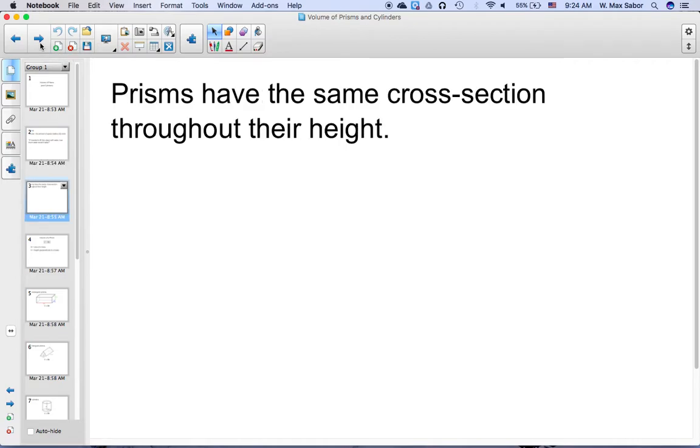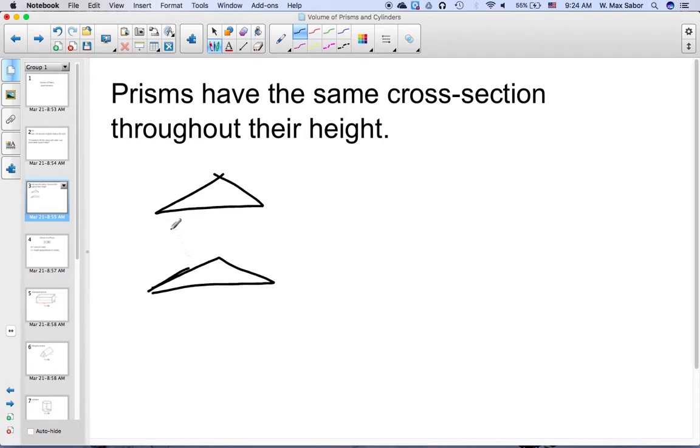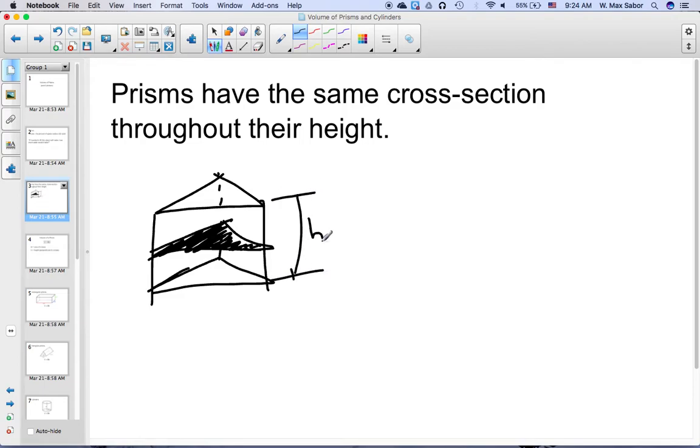Prisms have the same cross-section throughout their height. When you draw a prism of any sort, you see that it has two congruent bases, and they're connected. And no matter where you cut it, you're going to see the exact same cross-section throughout. So essentially what we're going to do is take whatever that cross-section is and multiply it by the height. That cross-section is the base.